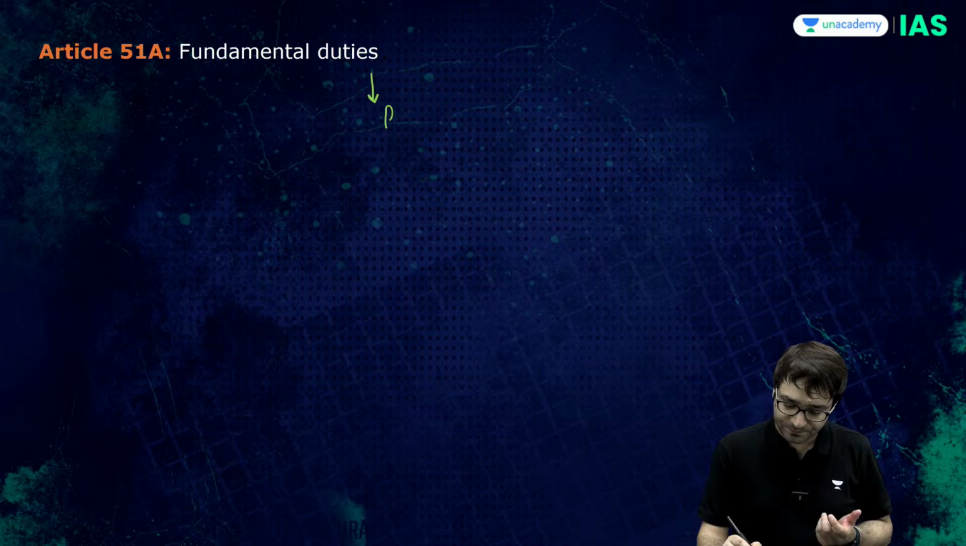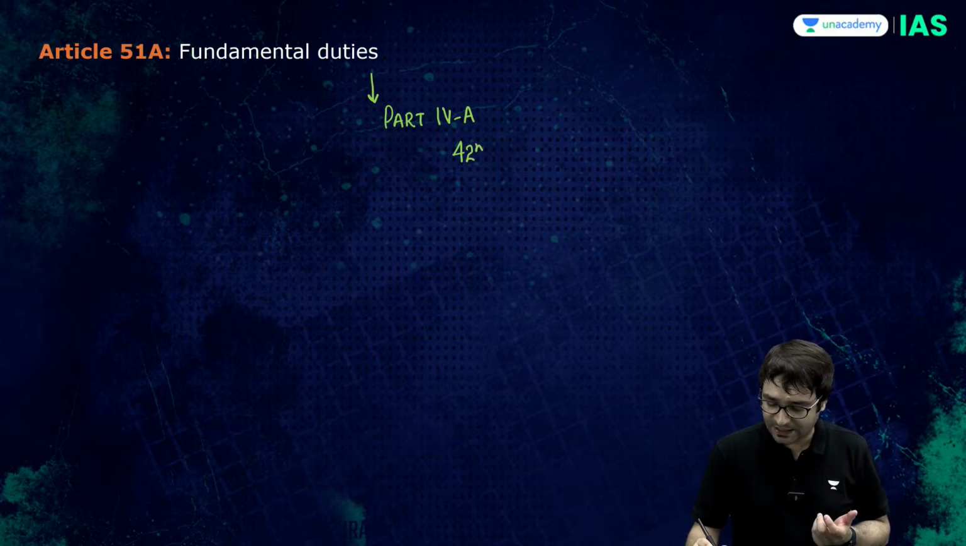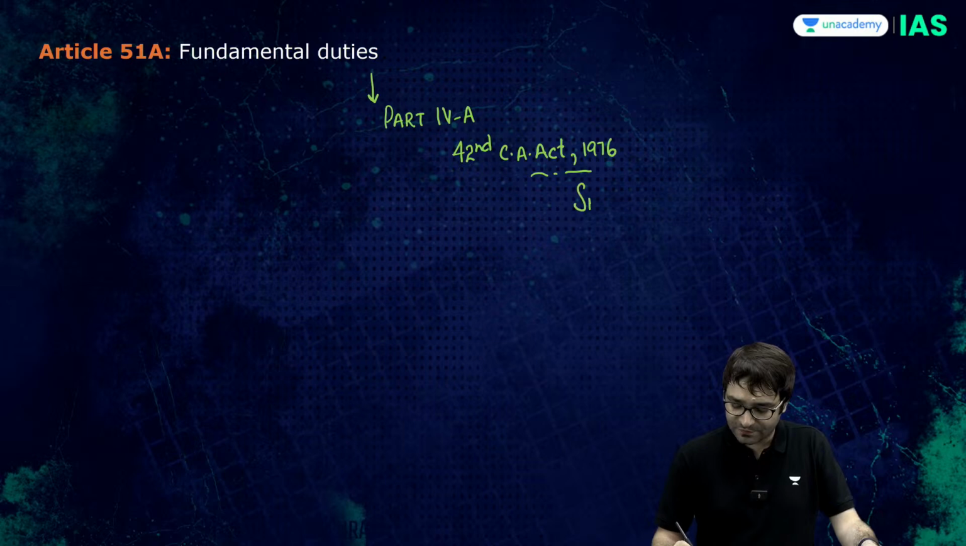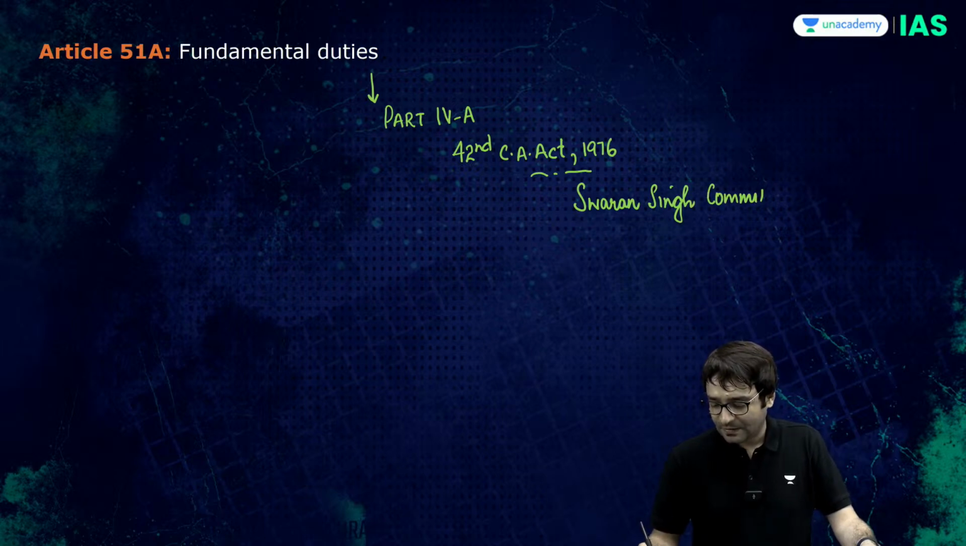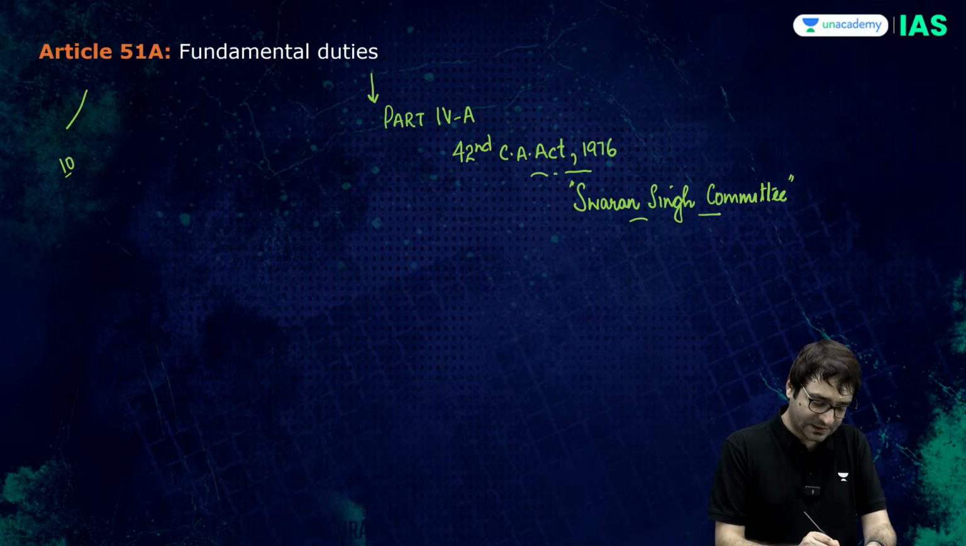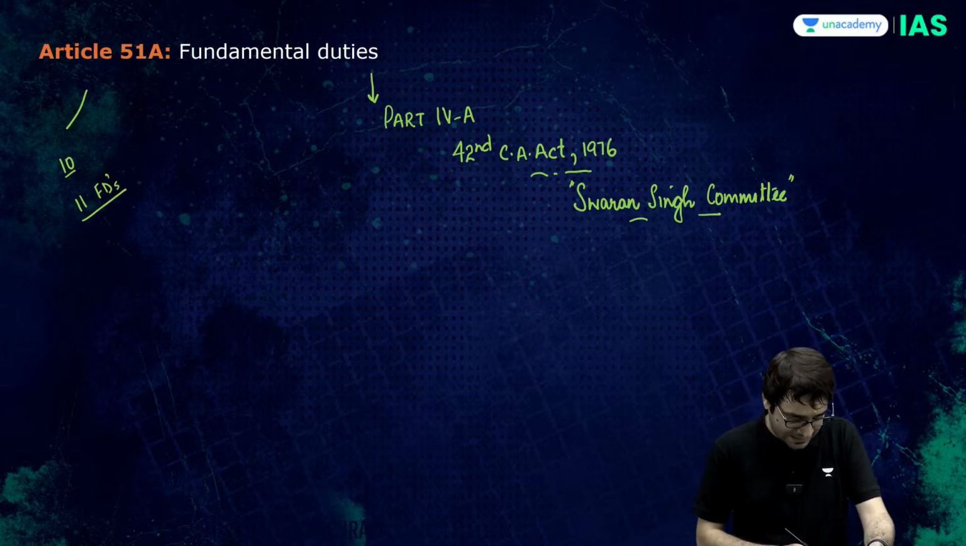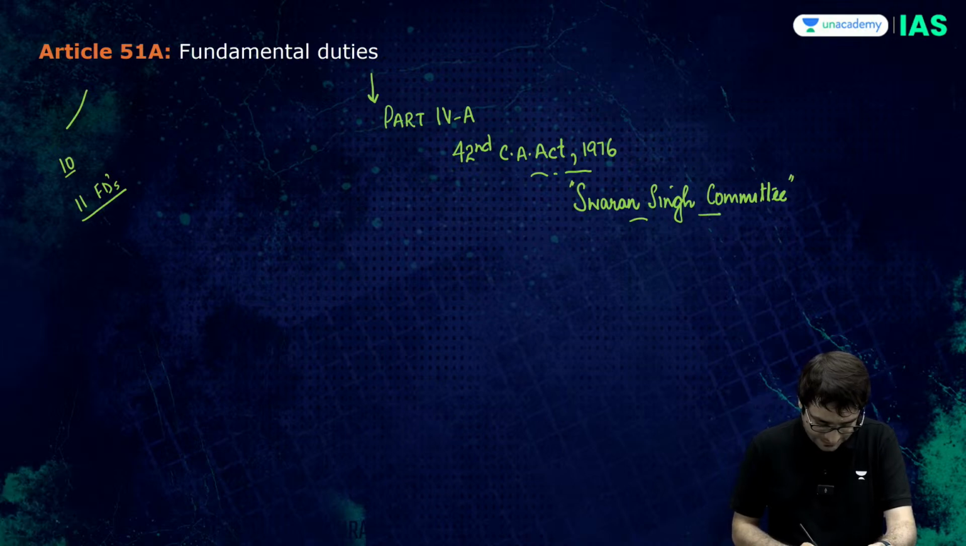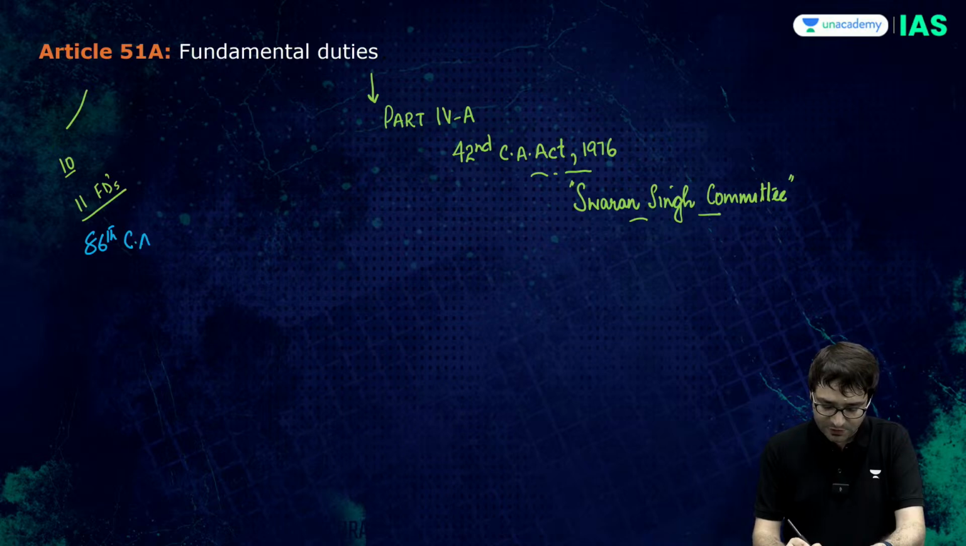And then we have Article 51 capital A, which talks about fundamental duties, which originally was not part of the Constitution. This chapter, Part 4 capital A, was added by the 42nd Constitutional Amendment Act 1976 on the basis of the recommendations of Sardar Swaran Singh Committee, but not all the recommendations were accepted. Some of them were accepted. Initially there were 10. Now there are 11 fundamental duties mentioned under Part 4 capital A of the Constitution. The last one was added by the 86th Constitutional Amendment Act.